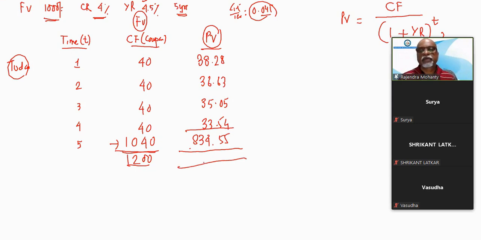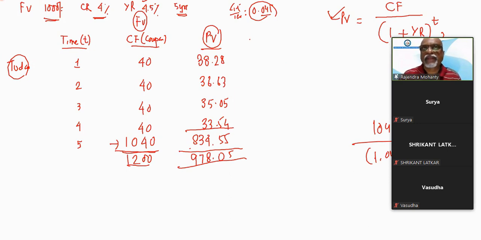Now give me the total of all these present values of the cash flow. 978.05. Okay, fine. Anybody asking any question? Sir, can you explain how 834.55 comes? You have to calculate 1040 divided by 1.045 to the power 5. Same formula. Okay, sir. Thank you, sir.